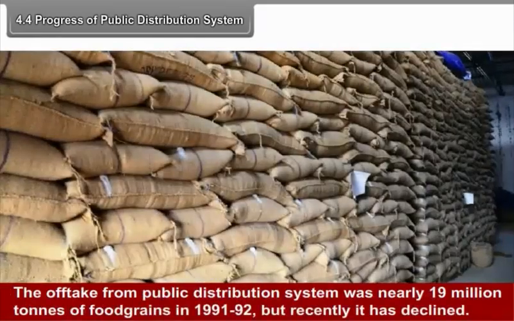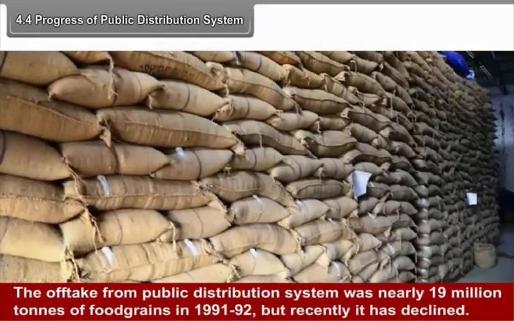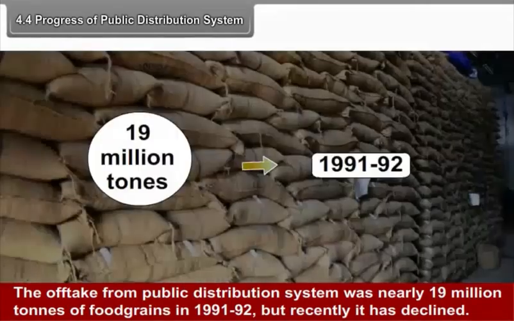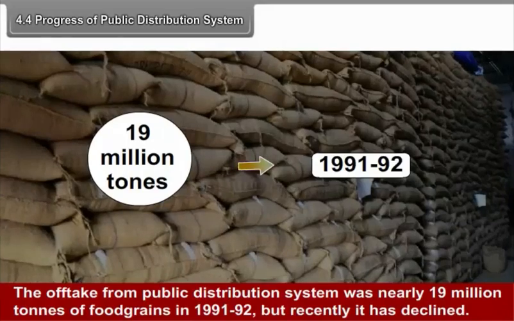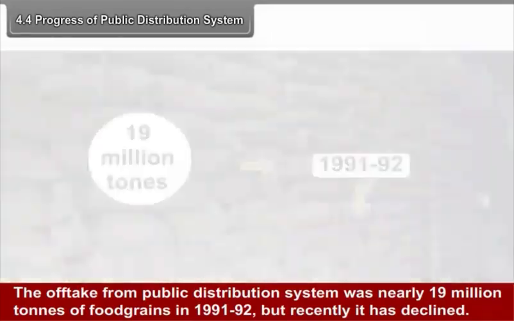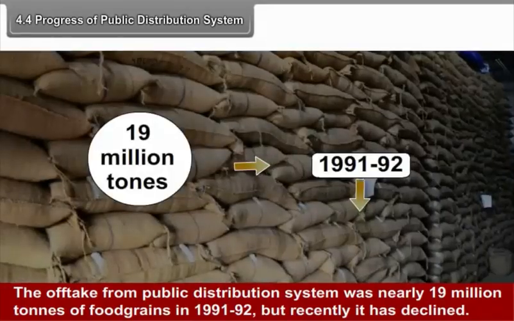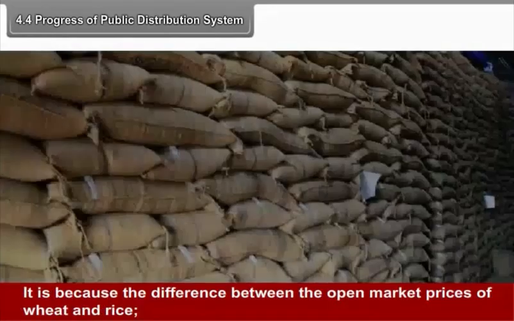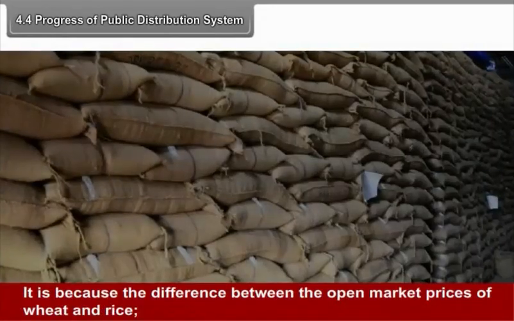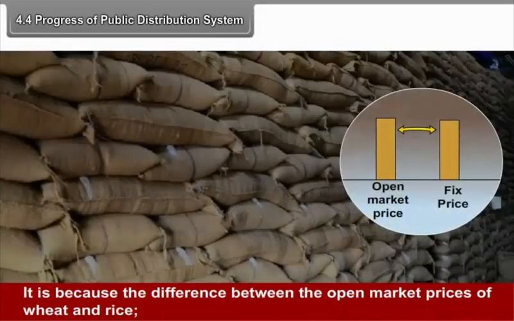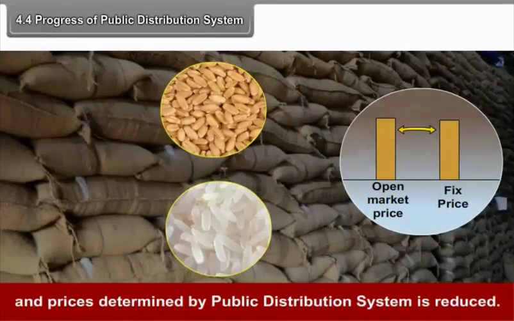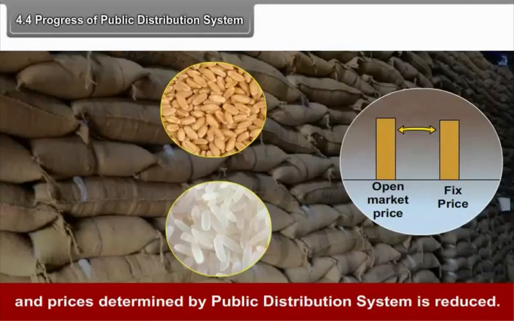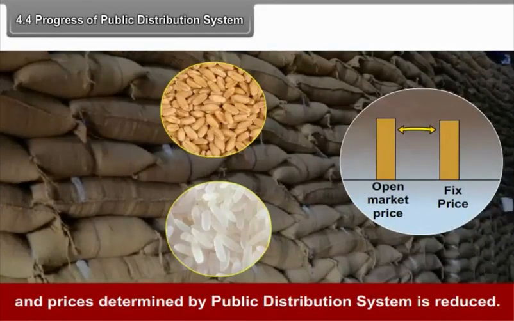The offtake from public distribution system was nearly 19 million tons of food grains in 1991-92, but recently it has declined. It is because the difference between the open market prices of wheat and rice and the price determined by public distribution system is reduced.